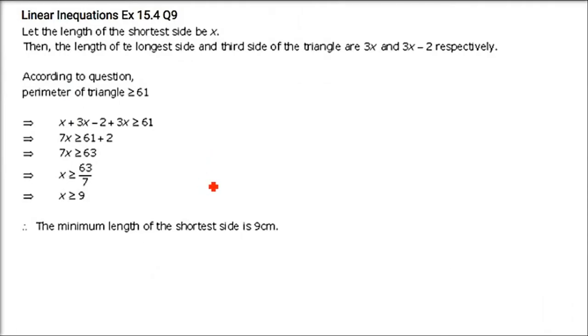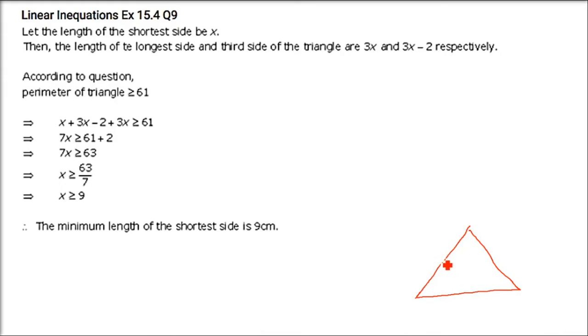The longest side of a triangle is 3 times the shortest side, and the third side is 2 centimeters shorter than the longest side. If the perimeter of the triangle is at least 61 centimeters, find the minimal length of the shortest side. So make a triangle first. That will clarify this question.